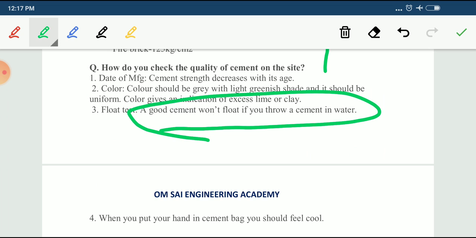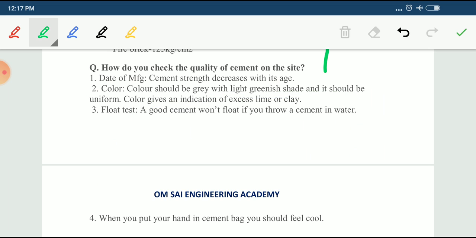Next one is, when you put your hand in a cement bag, it should feel a cooling effect. Between the fingers you will feel the cooling effect. These are the 4 tests we can conduct on the site if you want to check whether the cement you purchased is good or not. Next we'll move to the next question.